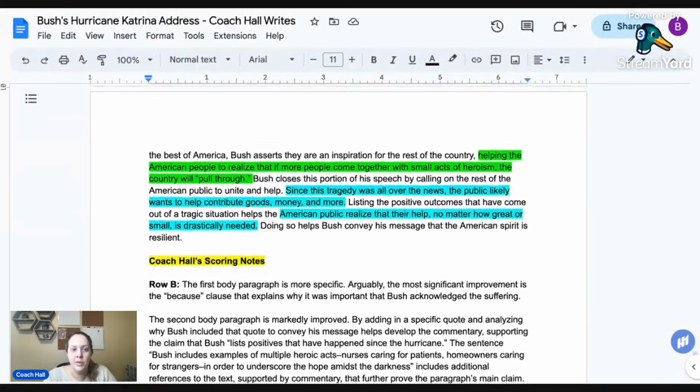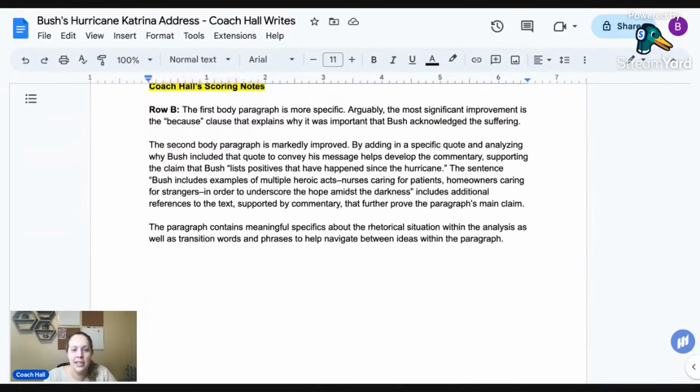All right, so now I'm going to scroll down to the scoring notes, and it talks about how this essay is improved because there's more specifics. We have the because clause. Remember, if you're struggling with commentary, add the word because and lengthen your claim. It gets to the why. We also talked about including specific quotes as evidence and perhaps including some advanced punctuation, as well as connecting to the rhetorical situation, one component of that being the message itself.